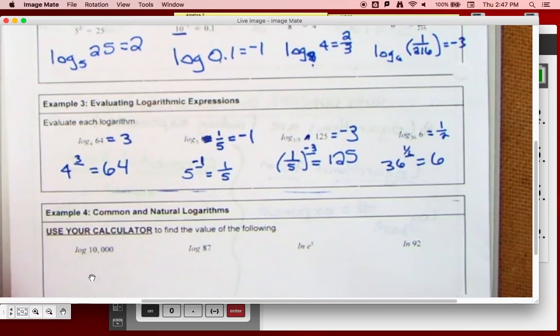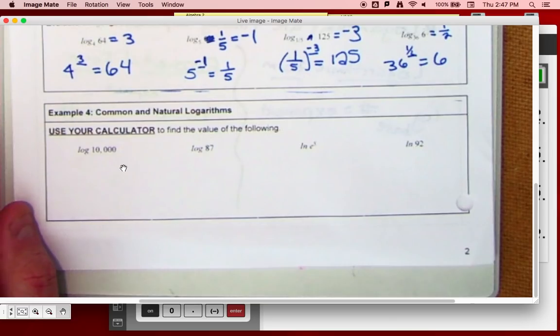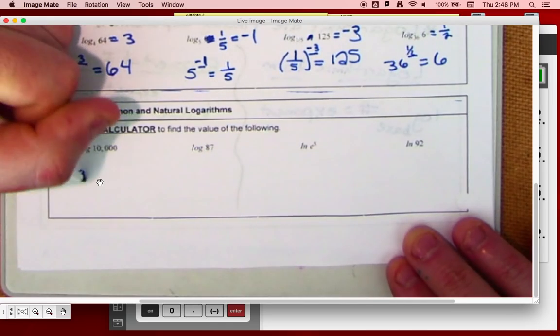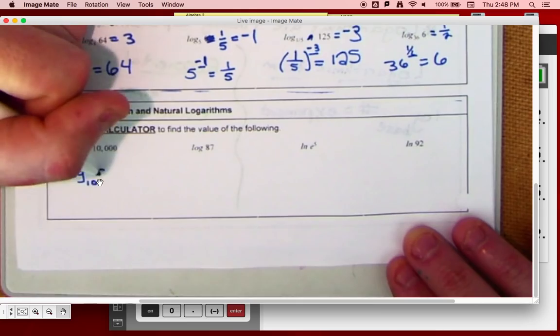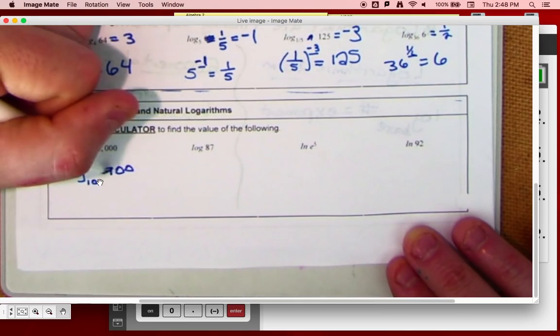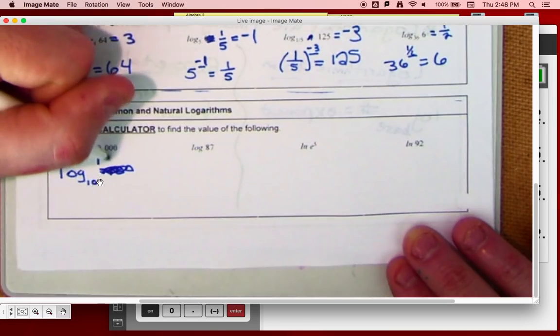Okay? This other part's really cool. We talked a little bit about it yesterday. If we don't have a number here, like up here we had a 4 as our base, 5 as our base, 1/5 as our base, if we don't have a number, we can assume that the base is going to be 10, and we don't have to write the 10 in there. Okay, log base 10 of 10,000.